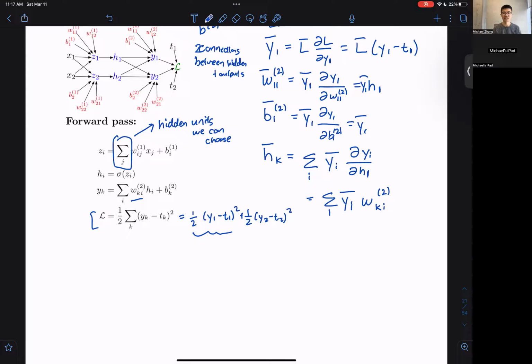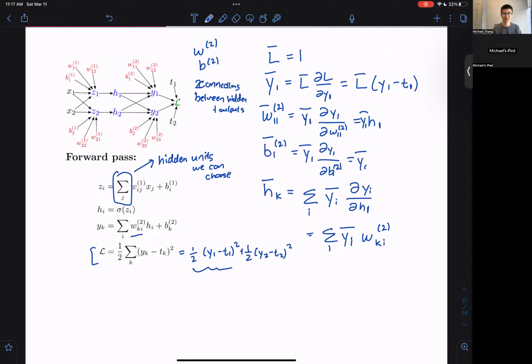Okay, so that's how you work through the derivatives of a neural network in general. Once you have these h's, you can keep going back through the graph. You can find Z and then the W's and the B's, which come from Z.